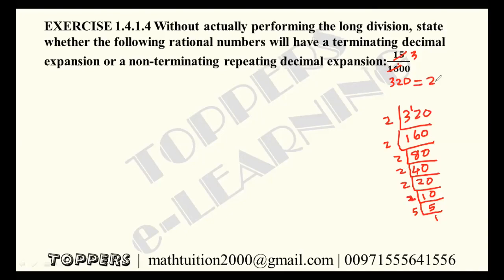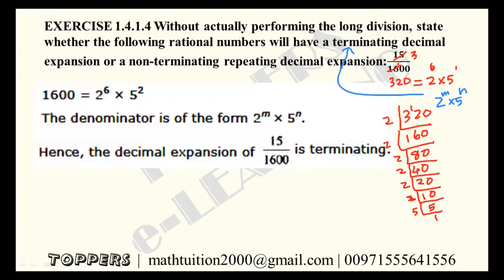So 2 to the power 6 times 5 raised to 1, correct? So this is in the form of 2 raised to m into 5 raised to n. So what will happen? It will be a terminating decimal expansion. Clear? Fine. So we can argue that 1600 is equal to 2 raised to 6 into 5 raised to 2.